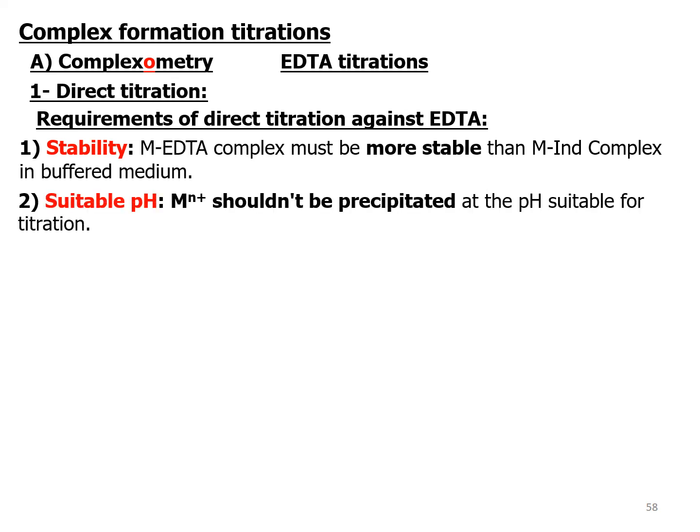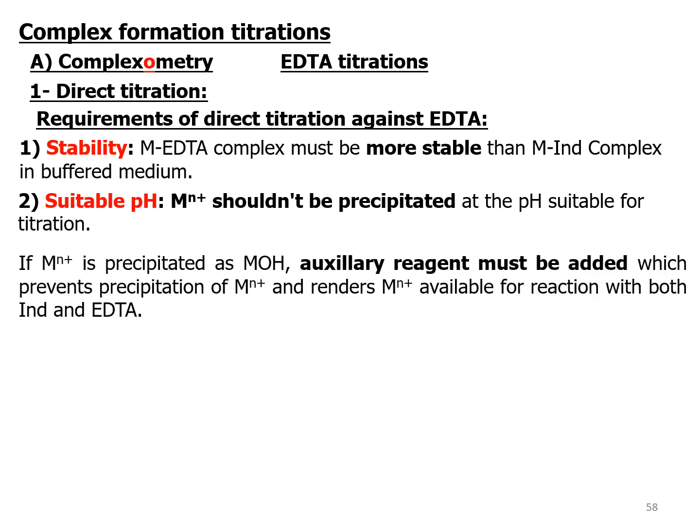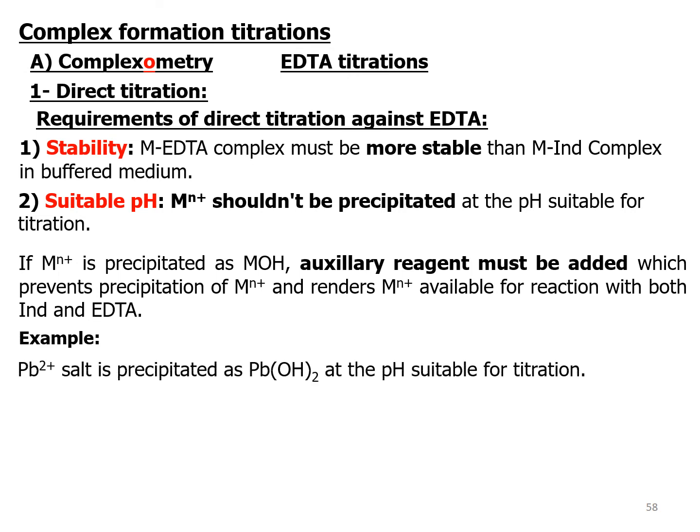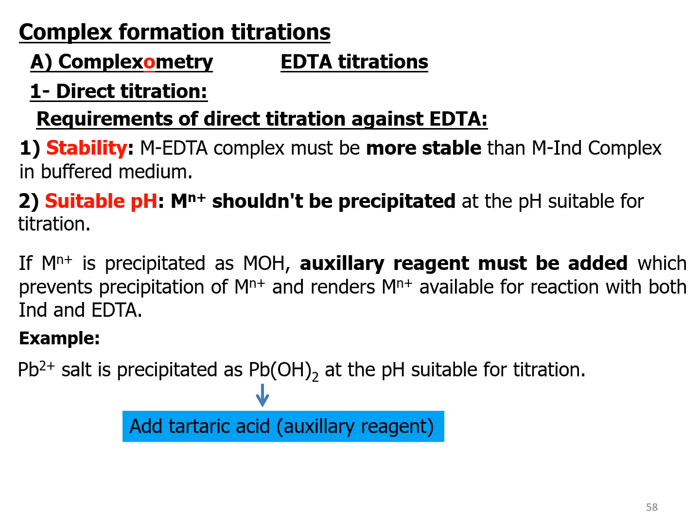Suitable pH. If the central metal ion is precipitated at the pH suitable for titration, we should add something called an auxiliary reagent. This auxiliary reagent must be added to prevent the precipitation of the central metal ion and render the central metal ion available for reaction with both indicator and EDTA. An example: the lead salt is precipitated as lead hydroxide at the pH suitable for titration.